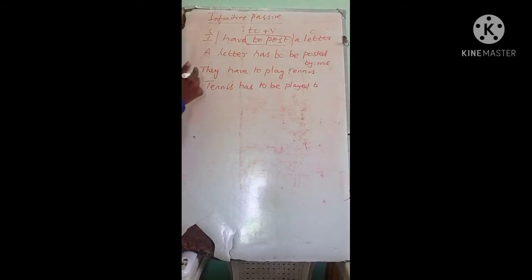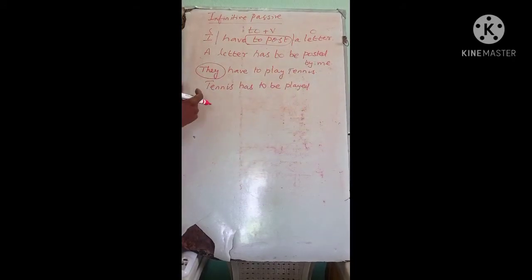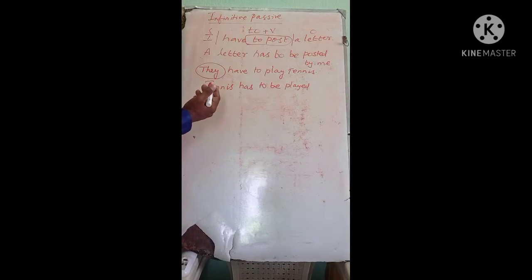In case the subject is they, no need to write by them. Likewise, if the subject is unknown, if the agent, that is the person who is doing the action, is unknown, like someone, you need not write by them or by someone. The tennis has to be played. Here you need not write by them because the agent is unknown, it is the players. This is the infinitive passive.